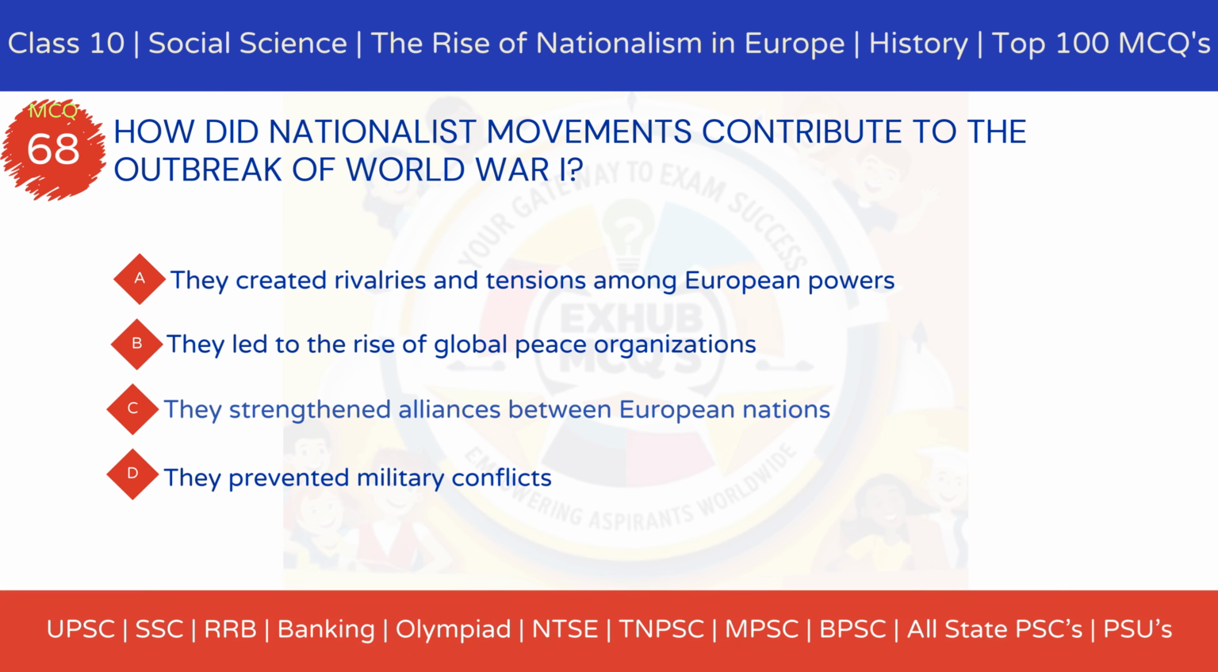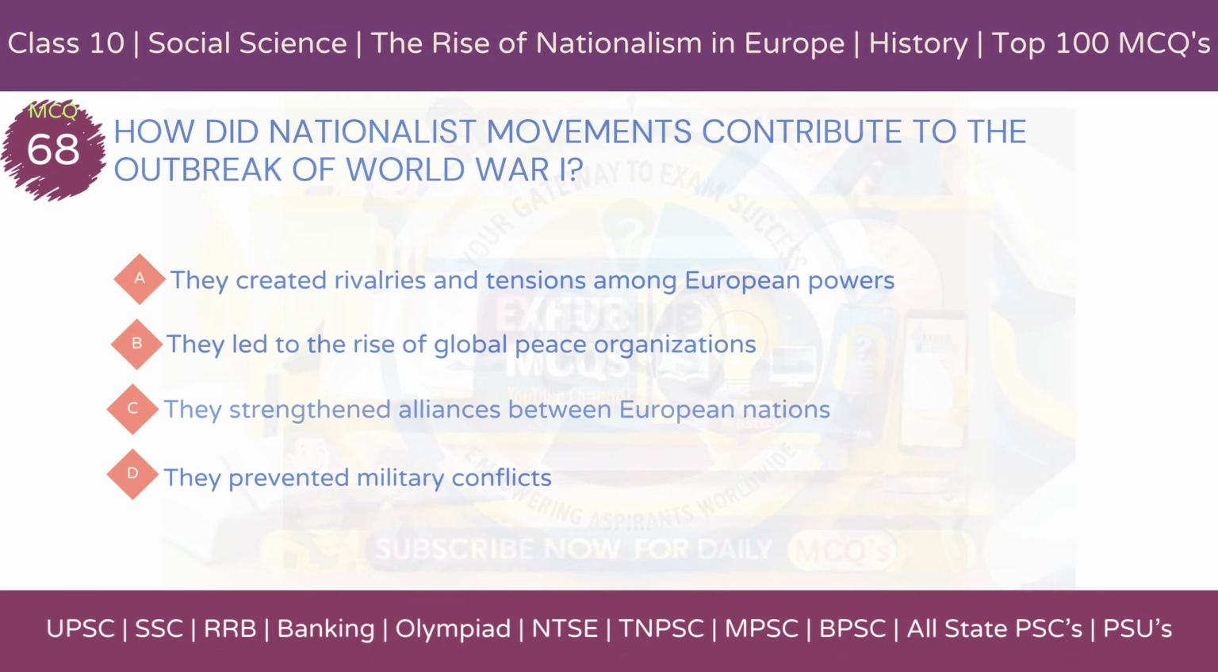MCQ 68. How did nationalist movements contribute to the outbreak of World War I? Option A. They created rivalries and tensions among European powers. Option B. They led to the rise of global peace organizations. Option C. They strengthened alliances between European nations. Option D. They prevented military conflicts.